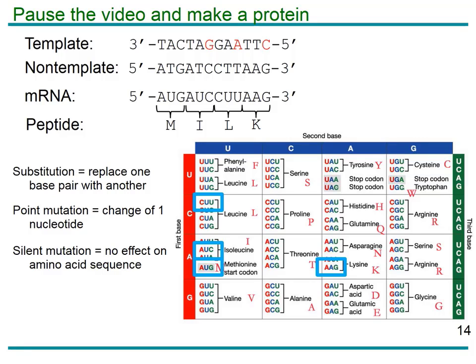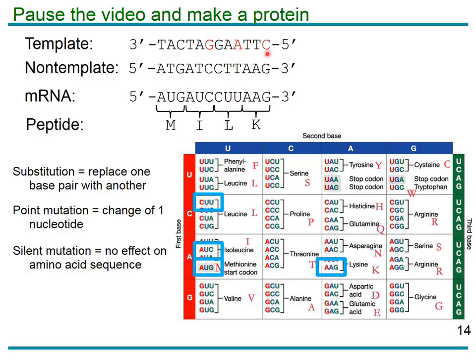These changes can go by several different names. So we did a substitution. We replaced one base pair with another. So for example, we replaced what used to be an adenine with a guanine. So we had a substitution. That's also called a point mutation because it was a change of one nucleotide.